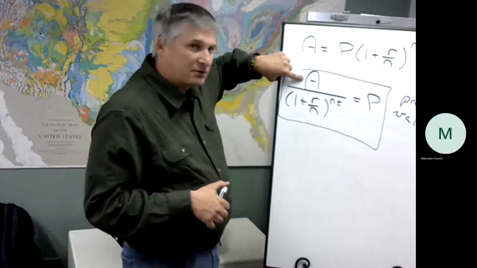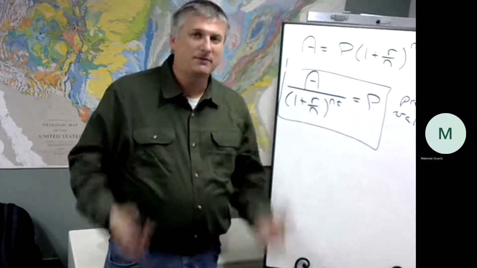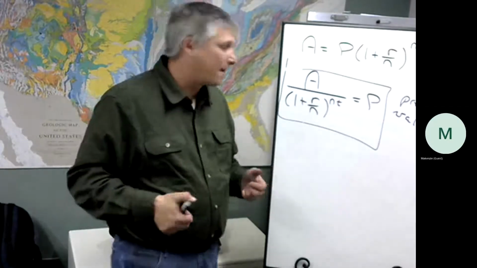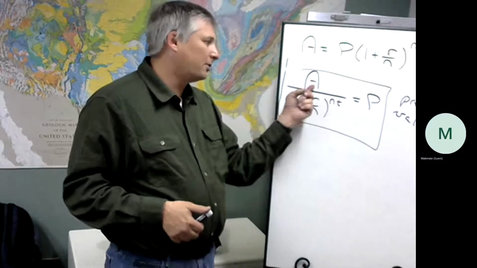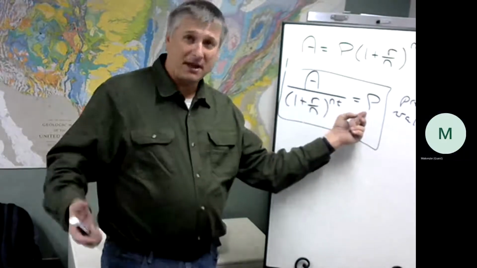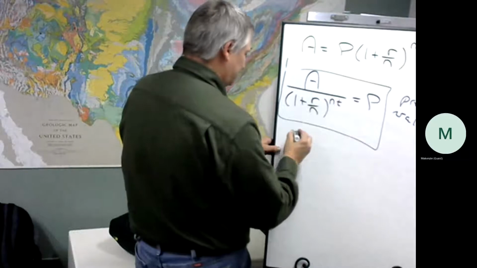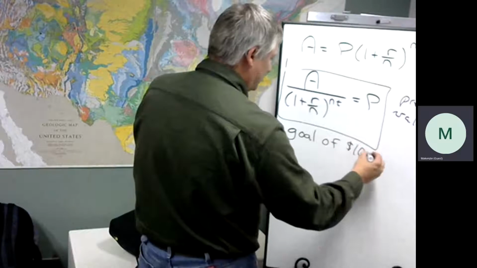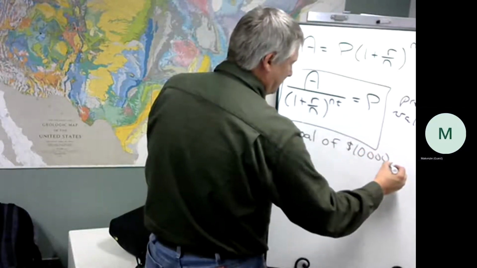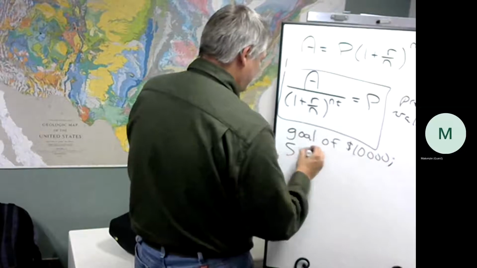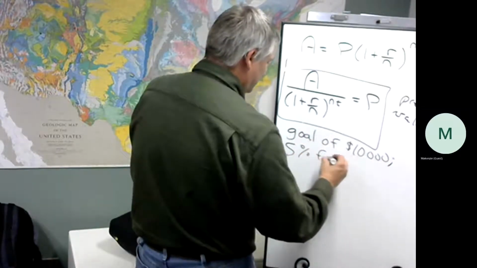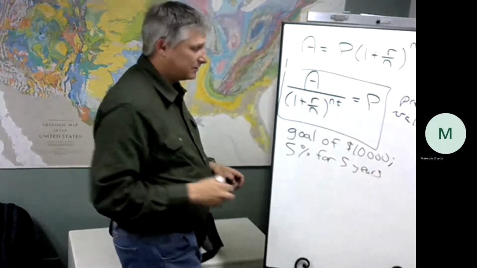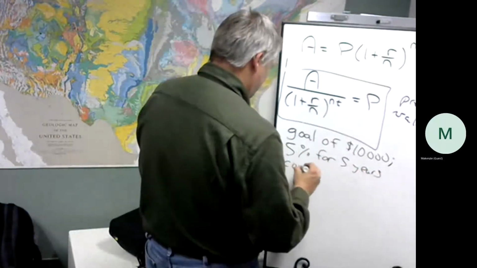Well, if we're going to get $10,000, how much do we need to invest today to get $10,000 in this account 5 years from now? So it's about, okay, well, if I have a goal, what do I have to invest now? So let's say we have a goal of $10,000. And then we have the account is 5% for 5 years. And again, we're going to assume this is an annual percent.